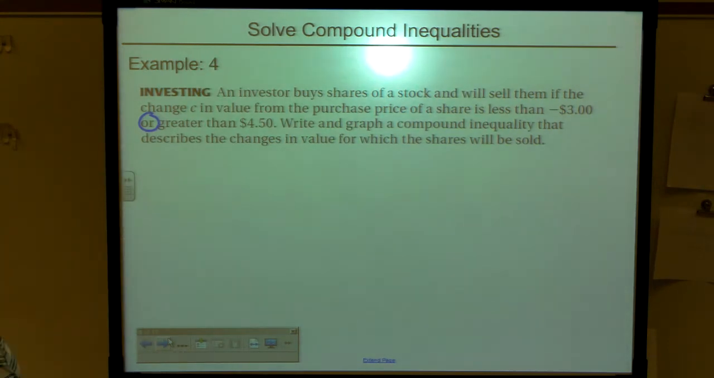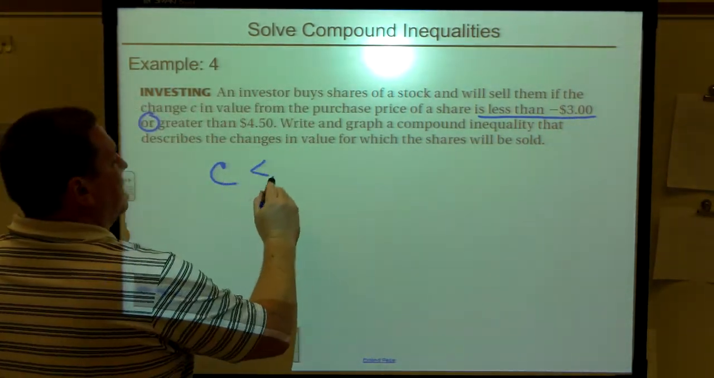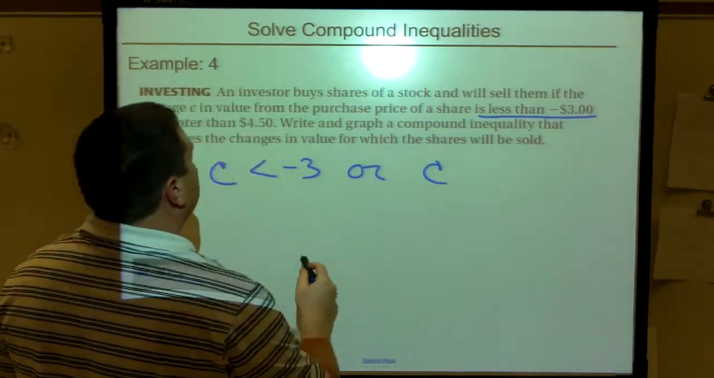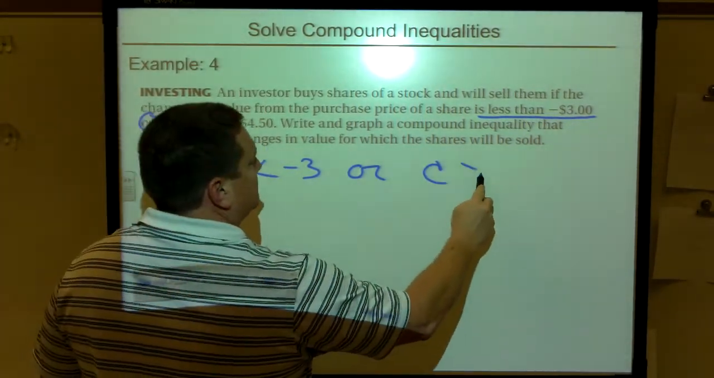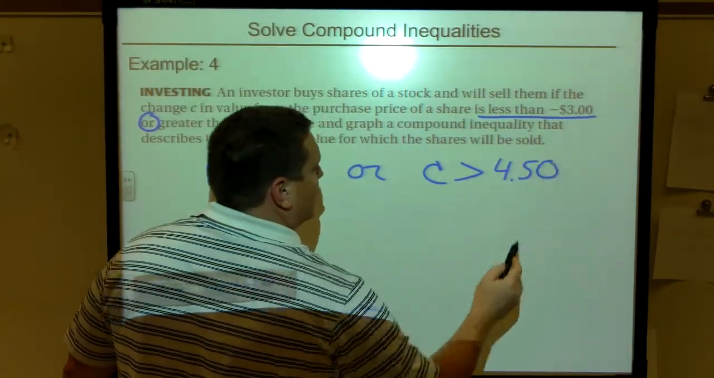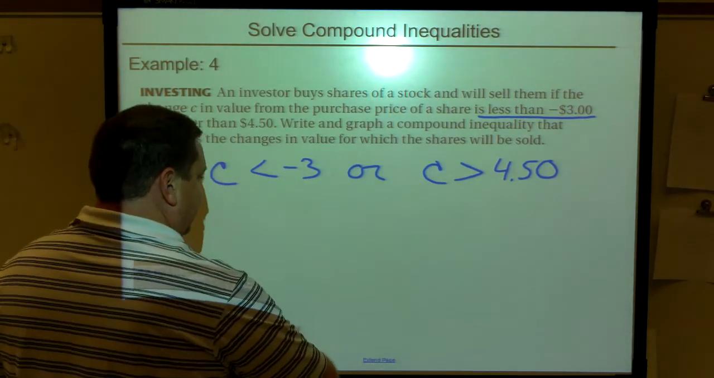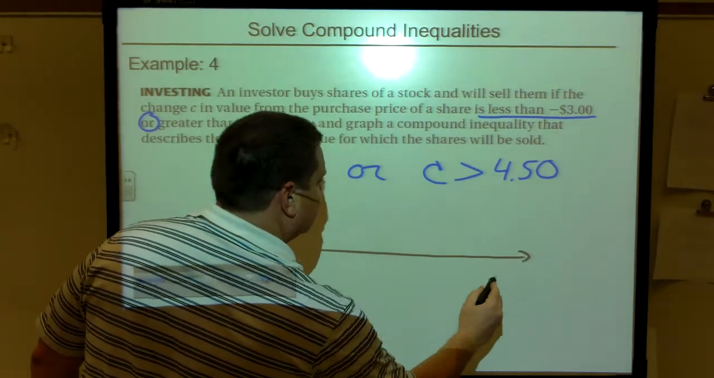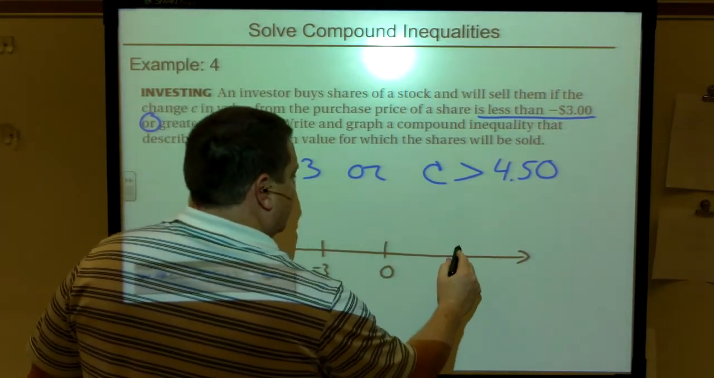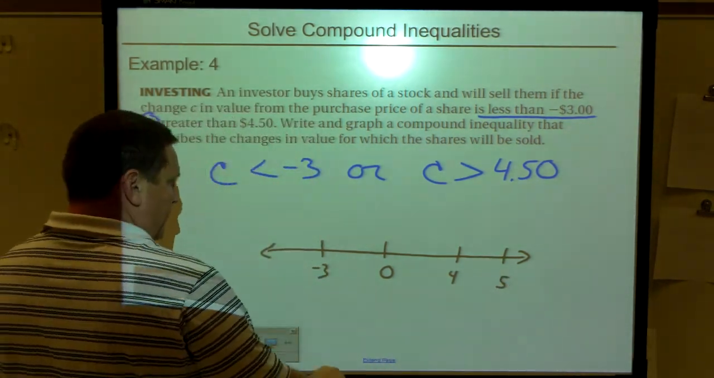Let's see, C should be less than negative 3, or they will sell them if C is greater than 450. And I don't need the 0, but I'm going to put it anyway. And then graph it. We'll call this 4, we'll call this one 5. So let me graph this one.